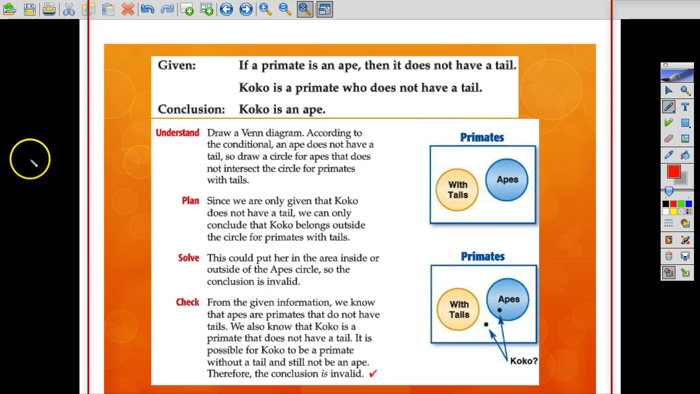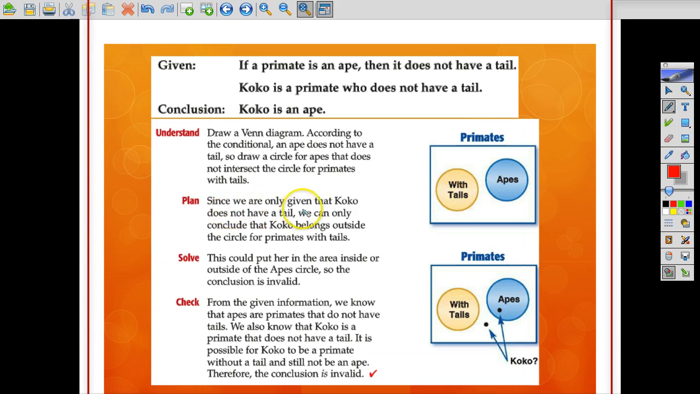Alright, so here we're going to draw a Venn diagram. According to the conditional, an ape does not have a tail, so draw a circle for apes that does not intersect the circle for primates with tails. So here's a Venn diagram with primates. Here's a circle for apes, and then here's with tails.